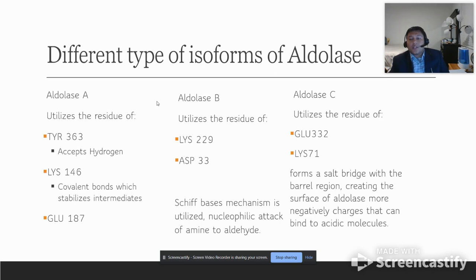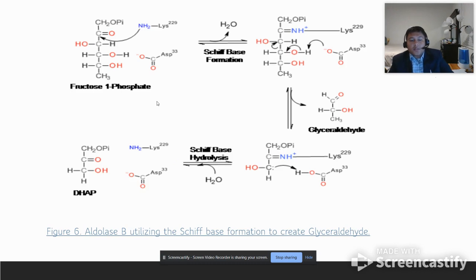Aldolase C utilizes residues glutamate 332 and lysine 71. It forms a salt bridge with the barrel region, creating a surface of aldehydes that is more negatively charged, so that it can bind to any acidic molecules. This is the example I wanted to show, where aldolase B is utilizing Schiff-base formation to create glyceraldehyde, right here, and it does that also to create dihydroxyacetone phosphate.